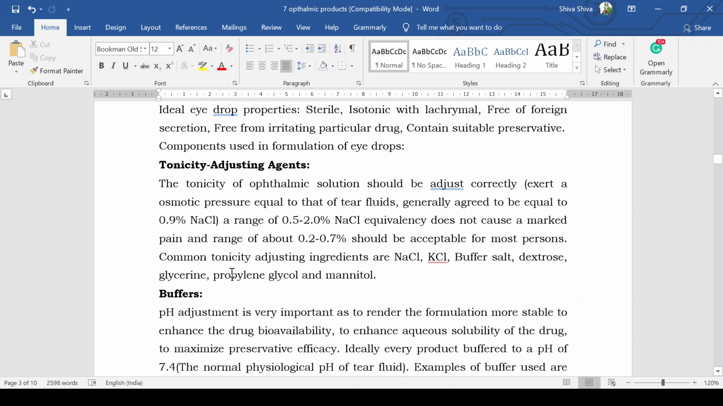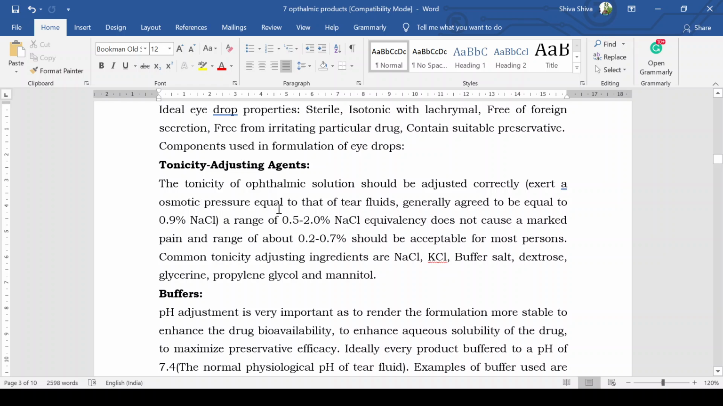Now following are some of the components, or excipients, which are generally used for the preparation of eye drops. So, tonicity adjusting agents. The tonicity of ophthalmic solution should be adjusted correctly. It should exert an osmotic pressure equal to that of tear fluids, which is generally equal to 0.9% weight by volume of sodium chloride. So ophthalmic solution should have tonicity between 0.5 to 2% NaCl equivalency and should not cause marked pain, and a range of about 0.2 to 0.7 should be acceptable for most persons.